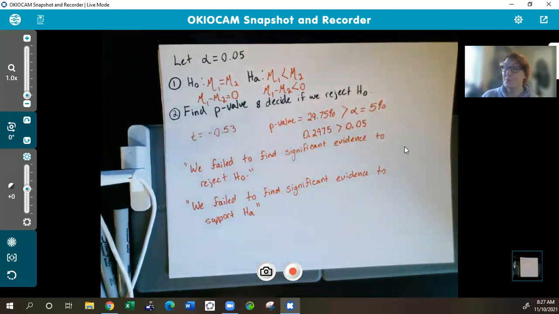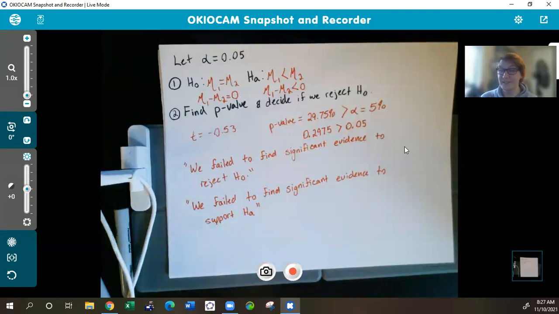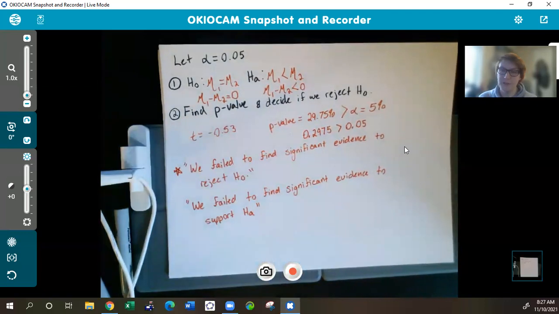So they both mean the same thing. It's just typically when we're going to summarize our significance level and our p-value, we're usually going to be talking about it in terms of the null hypothesis. So kind of like keeping with that court of law example, like we have been the last couple of weeks, we would say we failed to find significant evidence to say that this person is guilty.